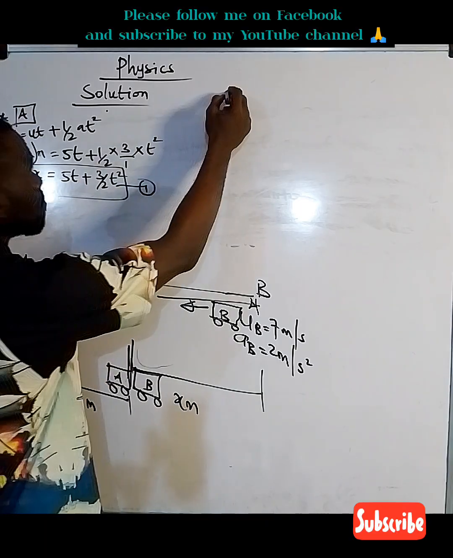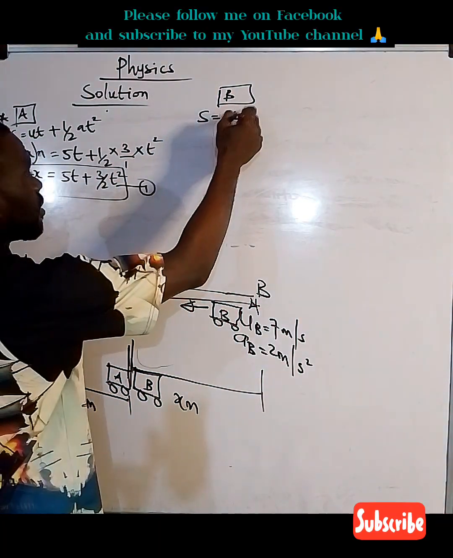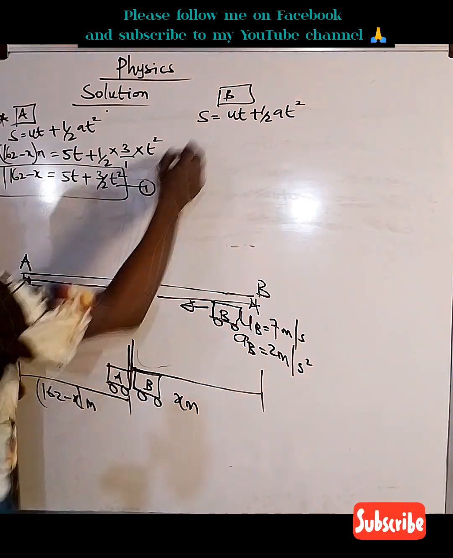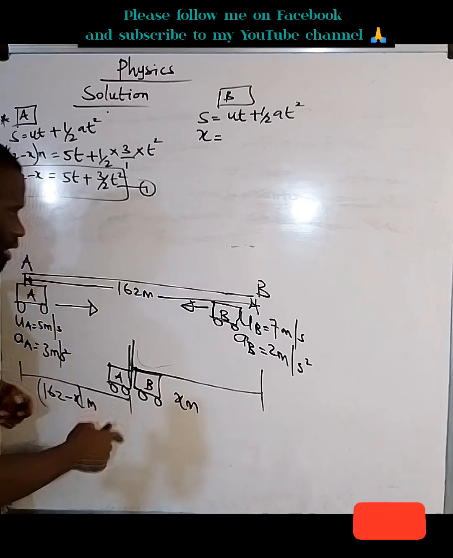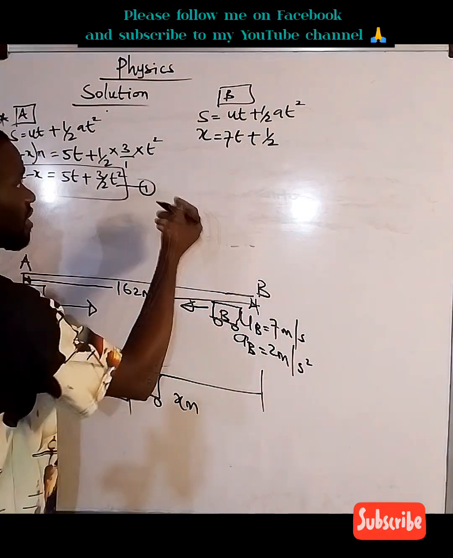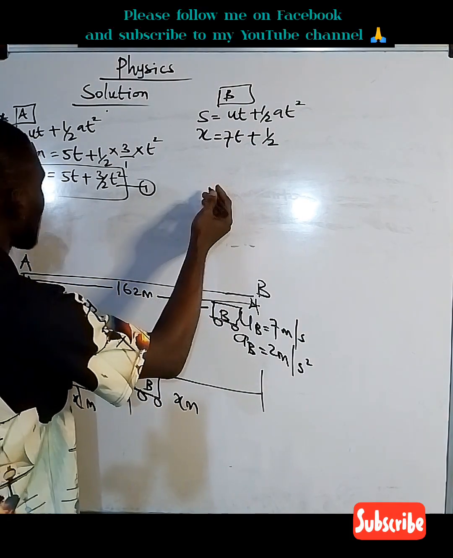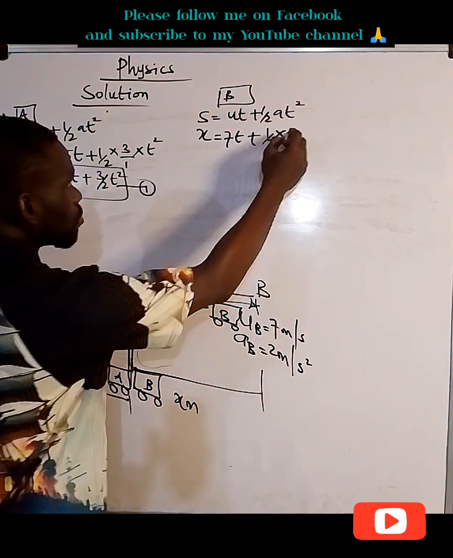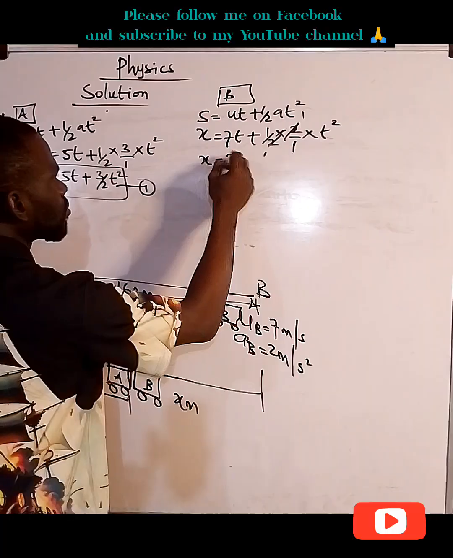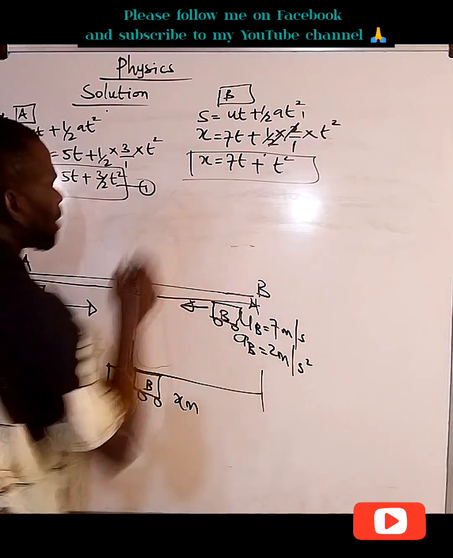Now for car B, let's see what we have. We're going to use the same thing, S equals UT plus half AT squared. The distance is x meters, equals initial speed 7 times t. The time is the same, the time for B is the same as the time for car A. The acceleration is 2, then the time squared. So 2 over 2 is 1. You have x equals 7t plus t squared, and you have everything set.